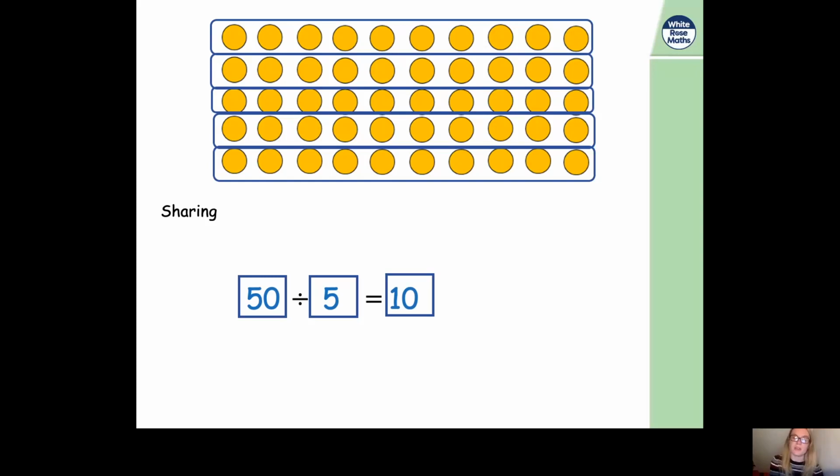So we can say 50 divided by 5 equals 10 because we had 50 counters, we shared them into 5 groups, and we had 10 in each group. Fantastic. Well done if you got that right.